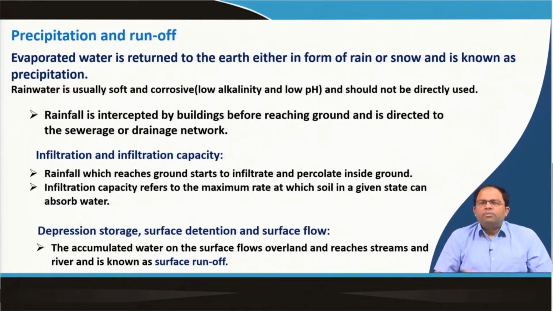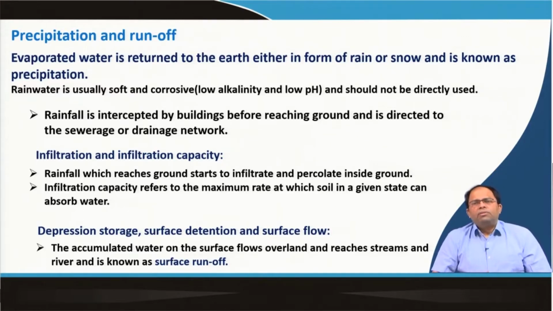So, some amount of this rainfall can move below the surface as well, and some amount of rainfall moves above the surface in the form of runoff. This infiltration capacity refers to the maximum rate at which soil in a given state can actually absorb water. Depending on the infiltration capacity, a certain percentage of the rainfall will get inside the ground, and a certain percent remains above ground, and then it moves on.